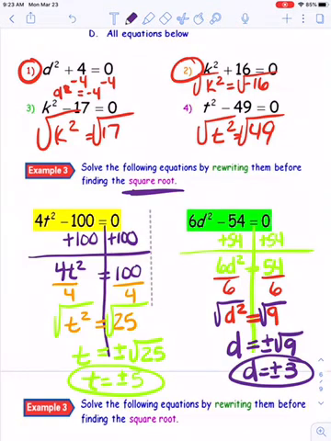Please do not forget, again, this is the big idea when you're taking the square root of an equation. We need the positive and negative answer. So you need to put the plus or minus. That's super important.